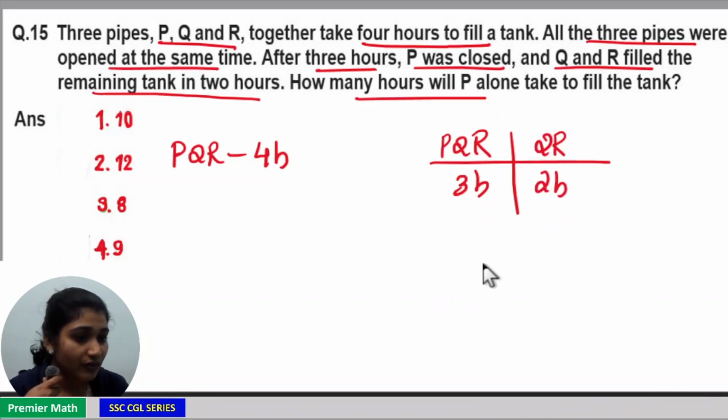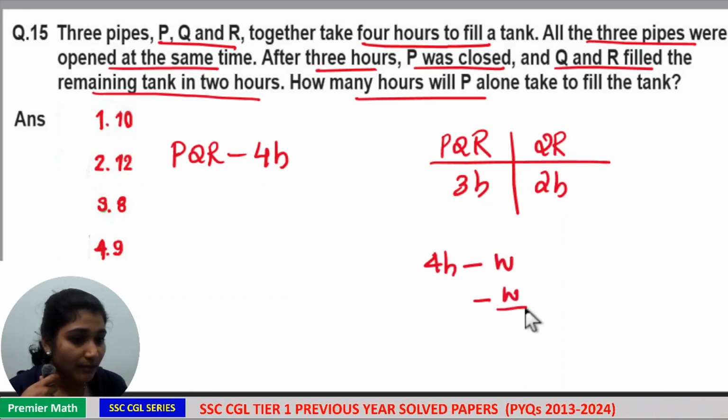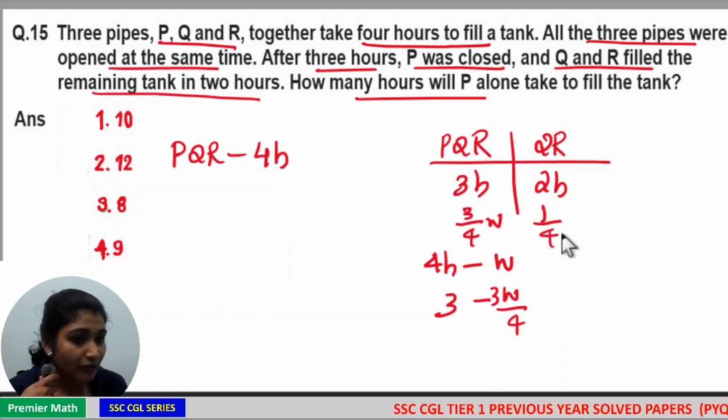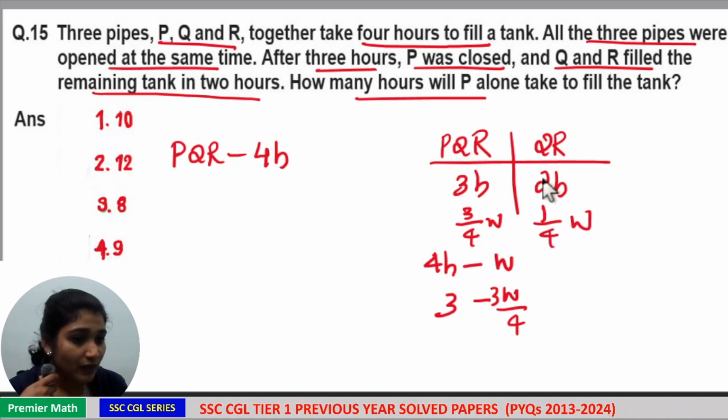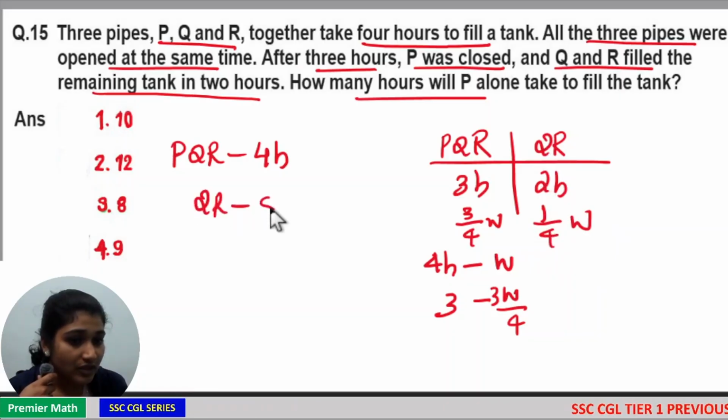Then the total work is finished. We already know in 4 hours, P, Q, R complete 1 full work. Then in 1 hour, P, Q, R together complete 1 by 4 work. Then in 3 hours, they complete 3 by 4 work. Then the remaining is 1 by 4 work. 3 by 4 plus 1 by 4 is 1 full work. So this 1 by 4 finished by Q and R in 2 hours means Q and R together take 4 into 2, 8 hours to finish the full work.